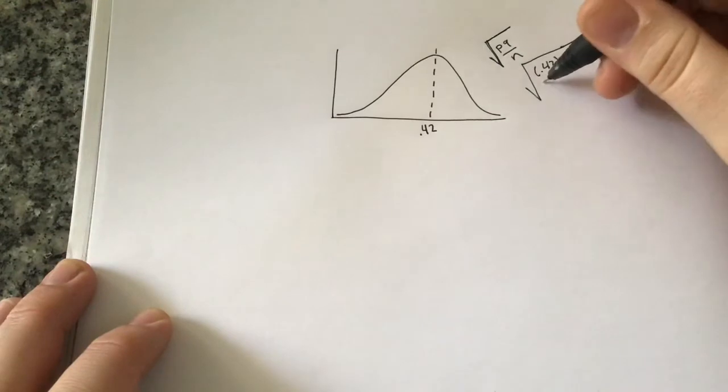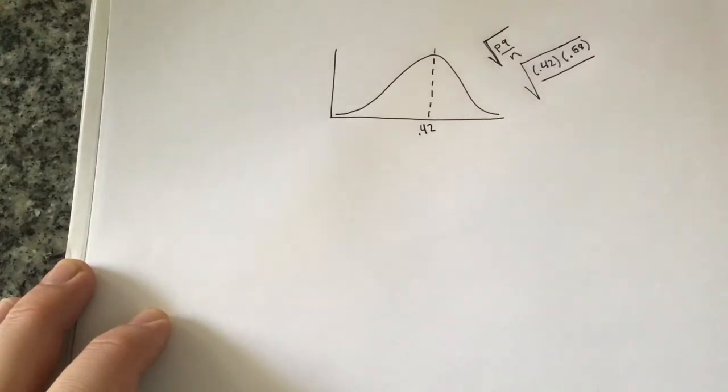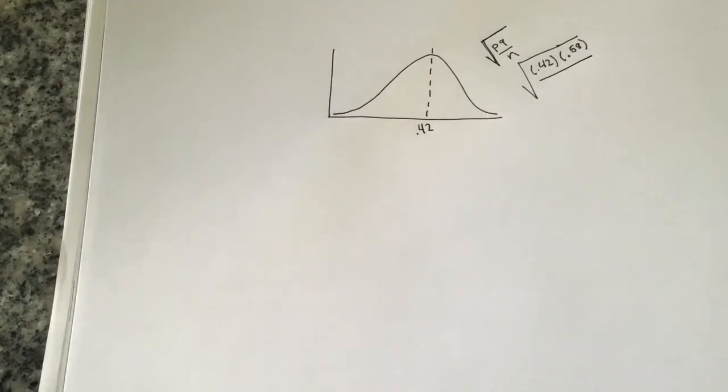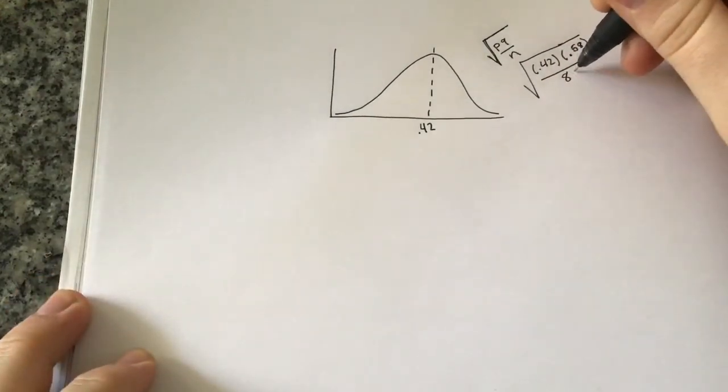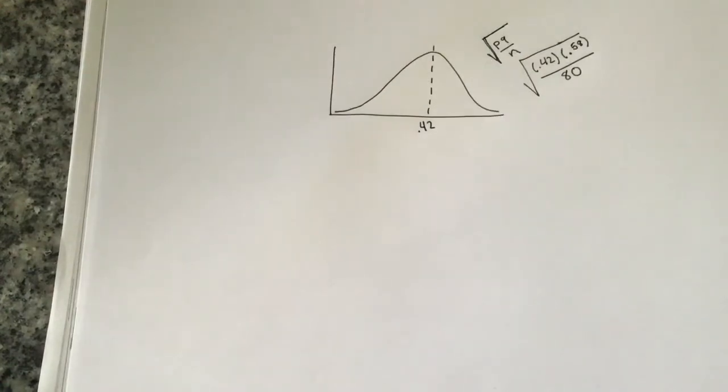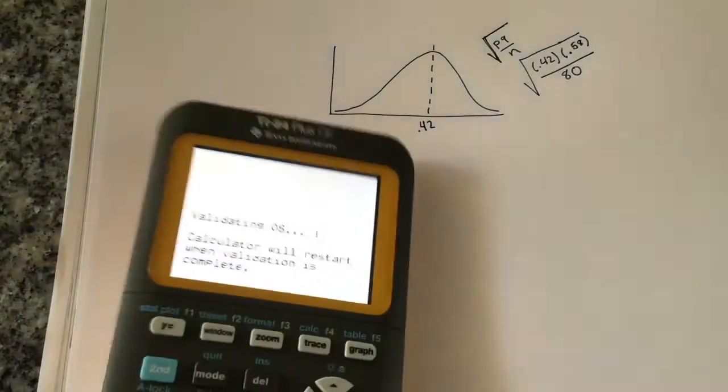Finally, we have N, and N is the number of people participating in whatever we're doing, or the number of trials that are happening. The number of times the coin flips, the number of times people are drawing blood, the number of times we roll the dice, whatever it may be. In this case, they said 80 people were coming in, so we're going to write that just as so. And then we can go ahead and calculate this. I want to go ahead and grab the calculator here real quick.